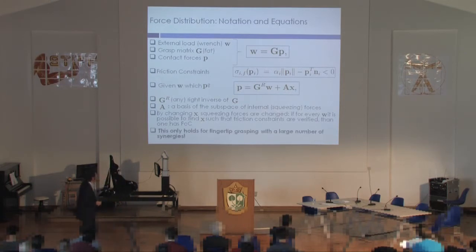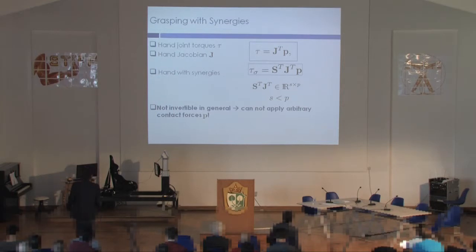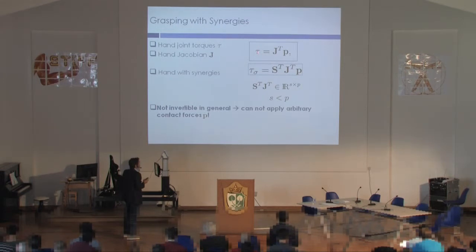I think this only holds for fingertip grasping with a large number of synergies. It's not in general true. This is not the right problem. This is the classical but wrong problem. Indeed, it is not true that you can apply arbitrary forces at the fingertips because simply the torques that you have at the joints are tau, and this is the hand Jacobian, and these are the torques that you have at the fingertips. So if this matrix is not invertible, you cannot simply find a solution for every P given tau.